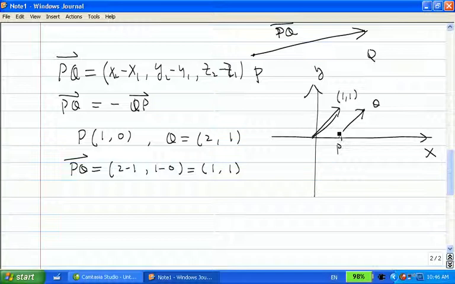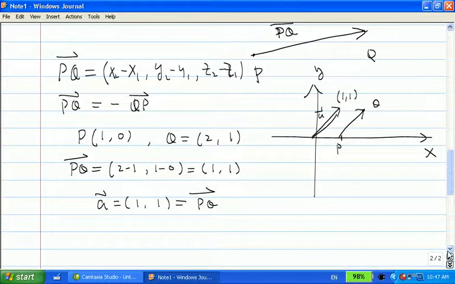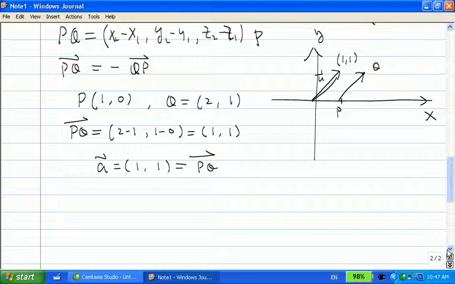So look at these two vectors. If I call this A, my vector A here is 1 and 1. And obviously this is PQ, the same. This example tells you that two vectors will be the same if they have the same direction and the same magnitude. It doesn't matter where the starting point is. I can have something like this, the same thing. As long as the direction and magnitude are the same, they will be the same.